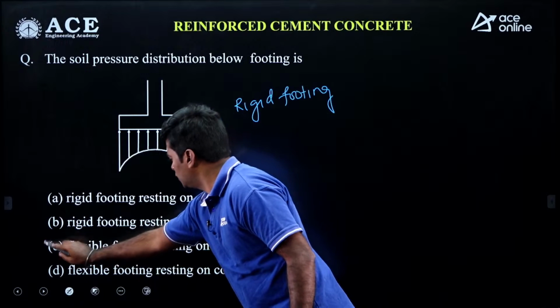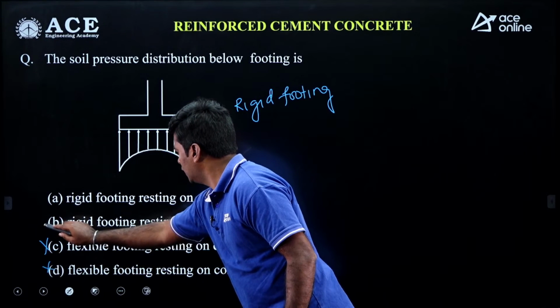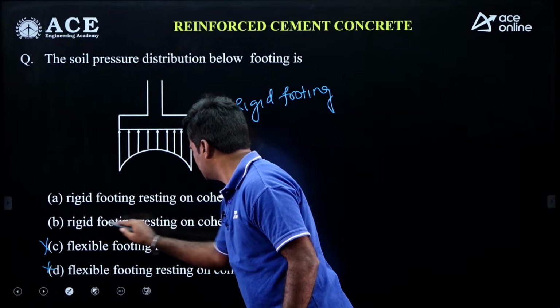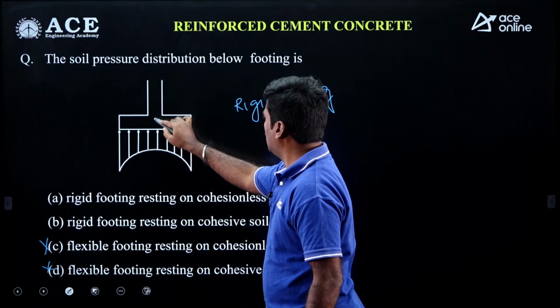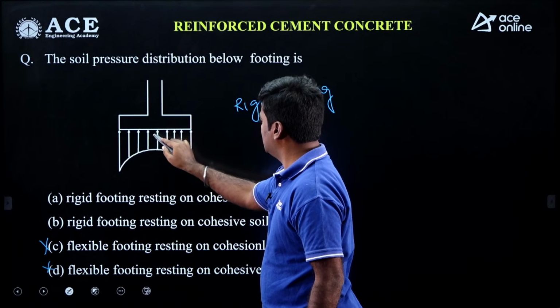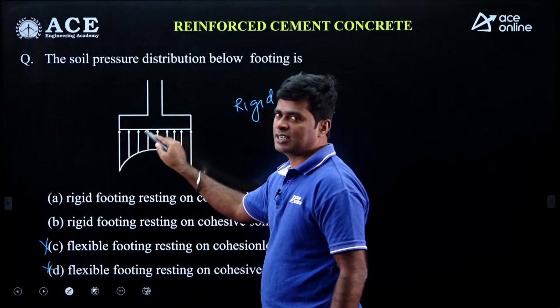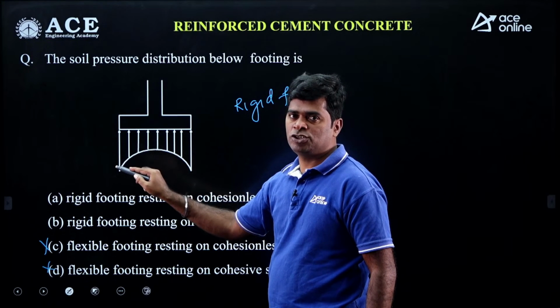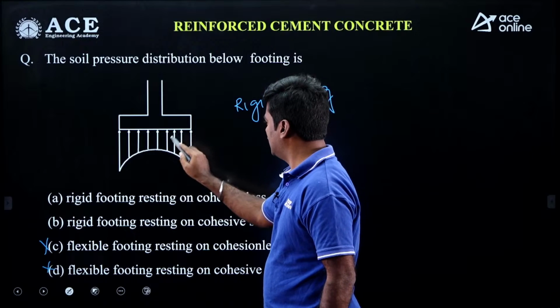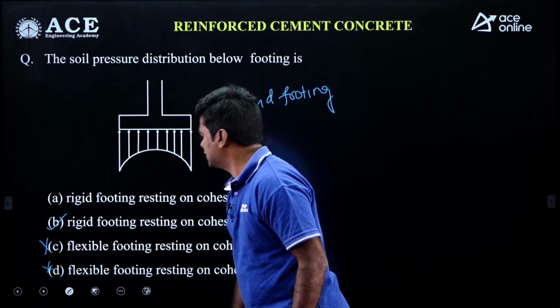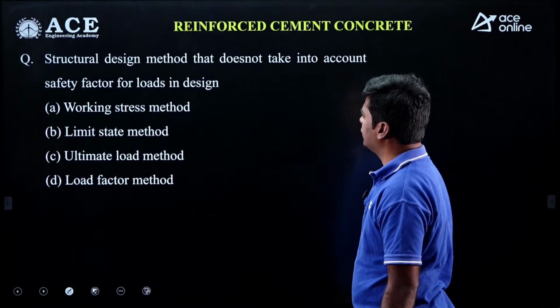First of all, you need to eliminate these two, and let us see, there are two options, and cohesive soil, because under the column load the resistance will be less. As the resistance of soil is less, obviously the pressure distribution is also less because of less stiffness. Option B is correct. Moving to the next question.